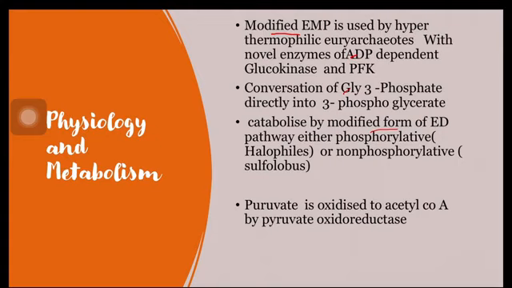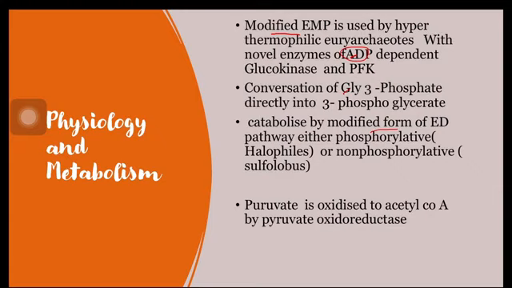The EMP pathway is also called the glycolytic pathway, where the initial steps are catalyzed by hexokinase, then the product is isomerized and again phosphorylated by the enzyme phosphofructokinase. These normally utilize ATP, but in this pathway the enzymes glucokinase and phosphofructokinase use ADP. Unlike the classical EMP, these kinases result in the production of AMP.